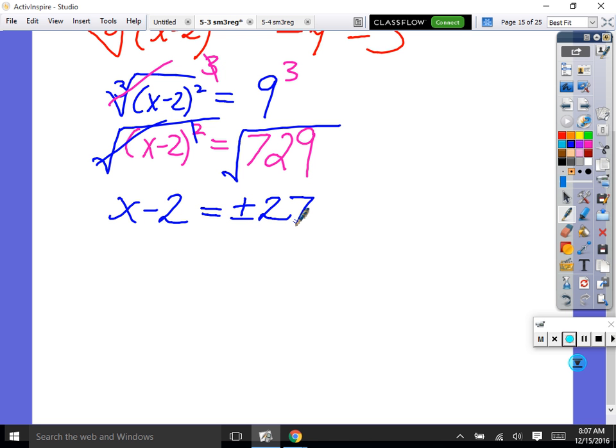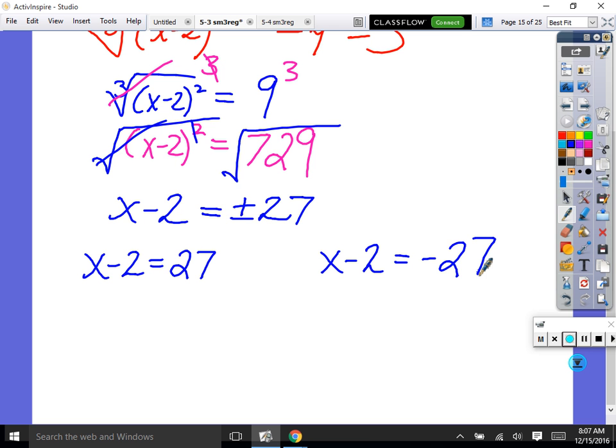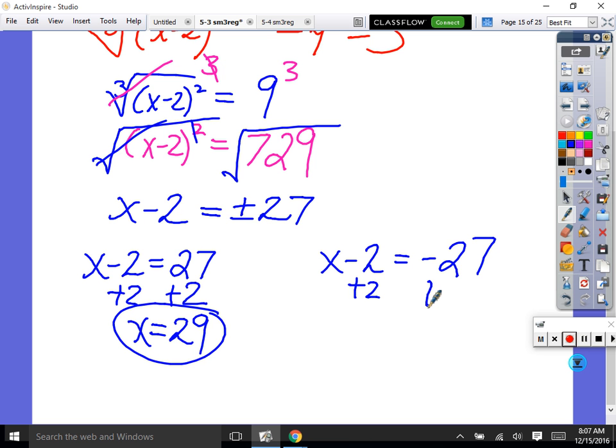Does everybody understand? Now what you're going to do is split it up. We have x minus 2 equals positive 27, and we also have x minus 2 equals negative 27. Solve for x in each case. When I add 2, we have x is equal to 29. There's one of our solutions, but we'll check it in a second. And then we're going to add 2 over here. X is equal to negative 25, correct?